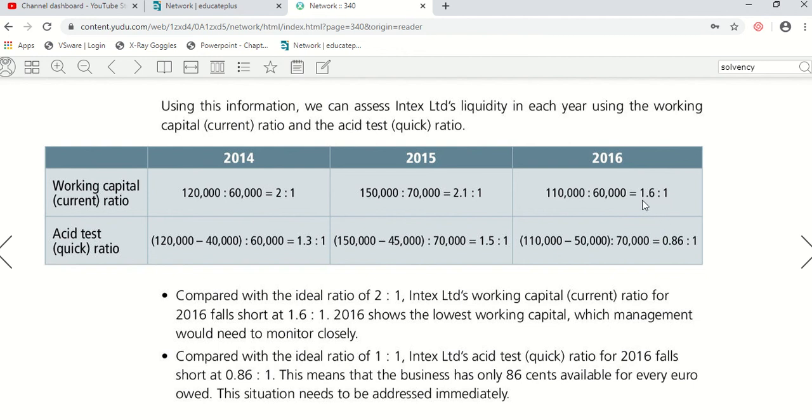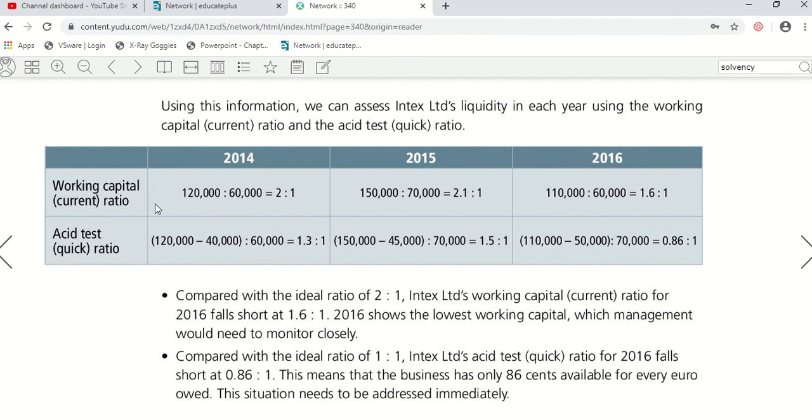That just means that for every €1 they owe in liabilities, they only have €1.60 to pay it back. Now they can cover it, but it's still not ideal. Remember, the ideal is 2:1. So that's a negative trend, or that year is a problem. You'd have to comment on that and why that is.